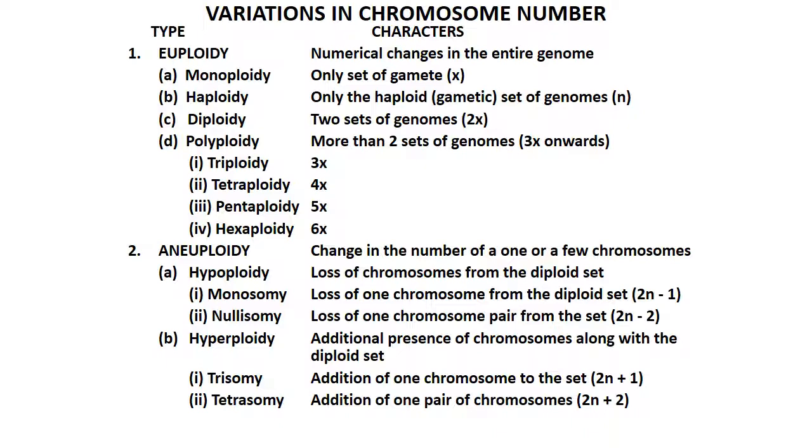The second condition is hyperploids, that means additional presence of chromosomes along with the diploid set. Trisomy is addition of one chromosome to the set, 2n+1, and tetrasomy is addition of a pair of chromosomes, that is 2n+2. That means hyperploid has trisomy and tetrasomy conditions. And now in this video we are going to discuss trisomy, that comes under the numerical chromosomal aberrations under aneuploidy and the subdivision hyperploids.